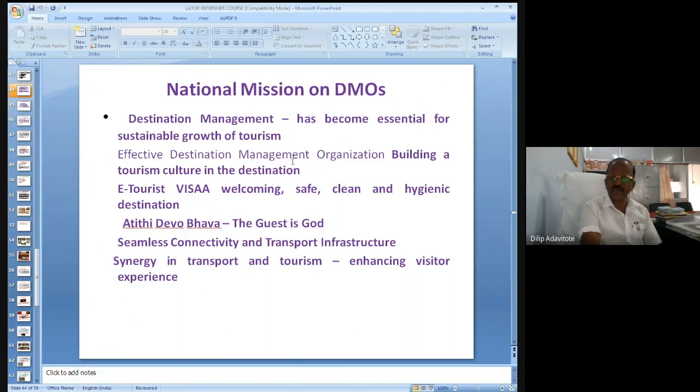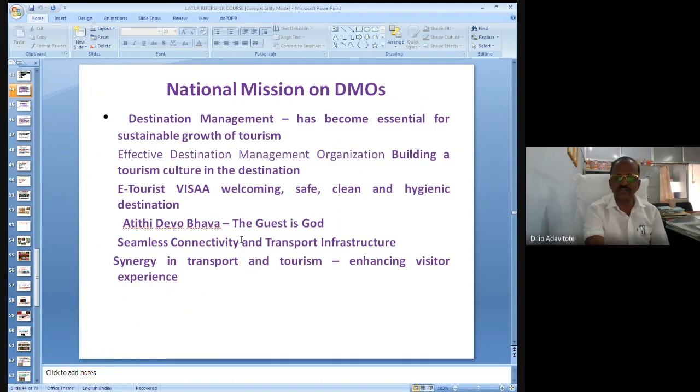Sustainable growth of tourism, again the same thing. Effective destination management organization. DMO means destination management organization, building a tourism culture in the destination. Now coming to the local issues, where a touristic place is there, there we have to build our destination management organization, building a tourism sector in the destination. E-tourist visa, welcoming, safe, clean and hygienic destination.